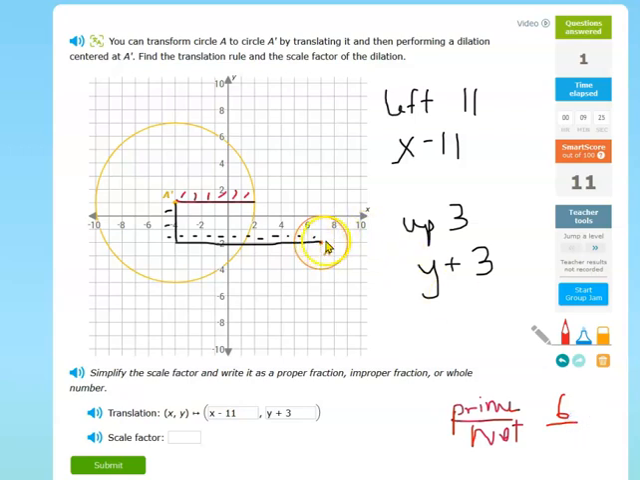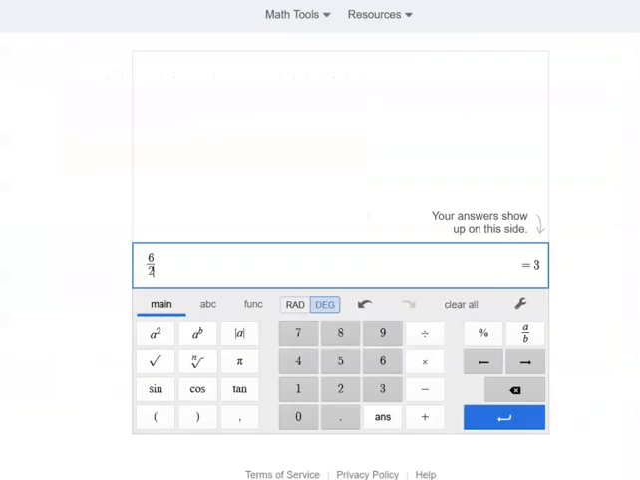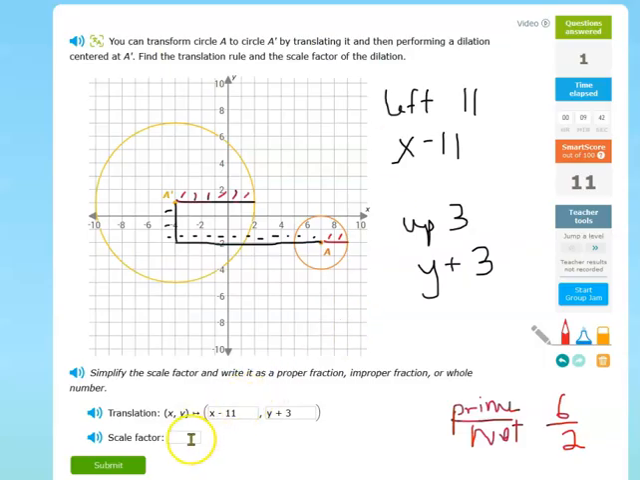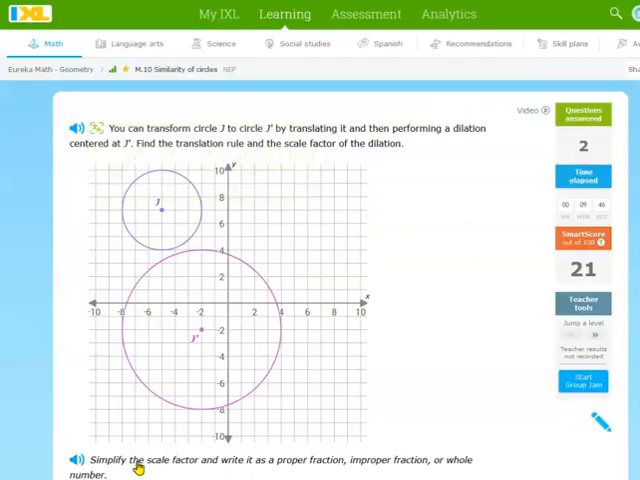Not prime is the point that doesn't have the prime symbol. What's the radius here from the center to the edge? That has a distance of 2. 6 over 2. I think this was actually our scale factor for the first one. Yeah, it was. So we already know that 6 over 2 is equal to 3. So let's go ahead and put that in.